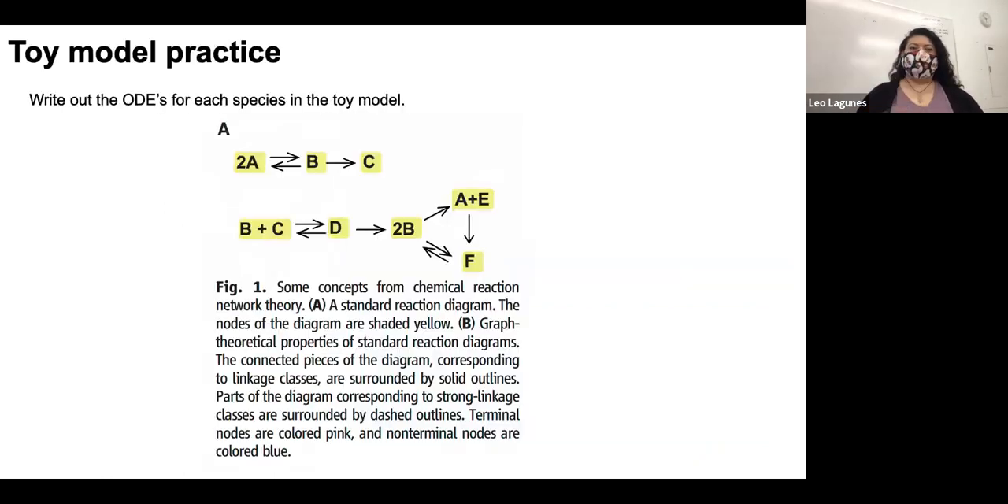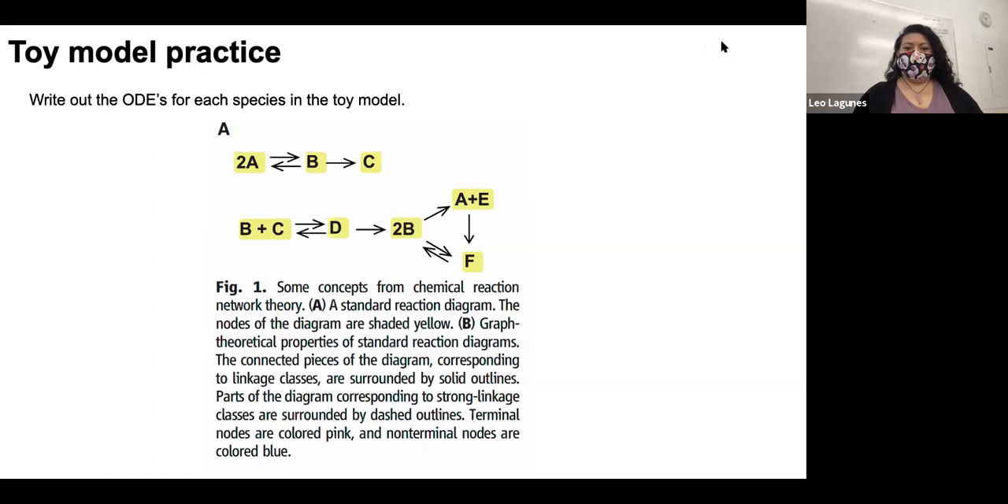So just to get us all back into the space of writing differential equations, I wanted to start with an exercise where we go back to the toy model that we saw yesterday and we write out the ODEs for this toy model. You can take a moment, let's do 3 minutes, and then after 3 minutes we can go over them together.